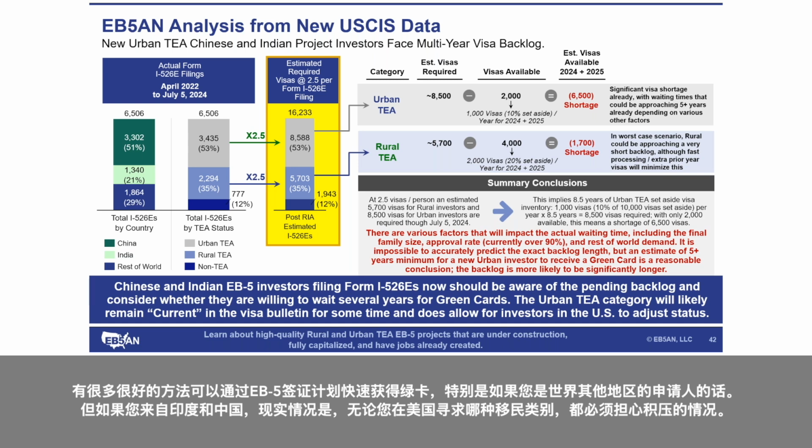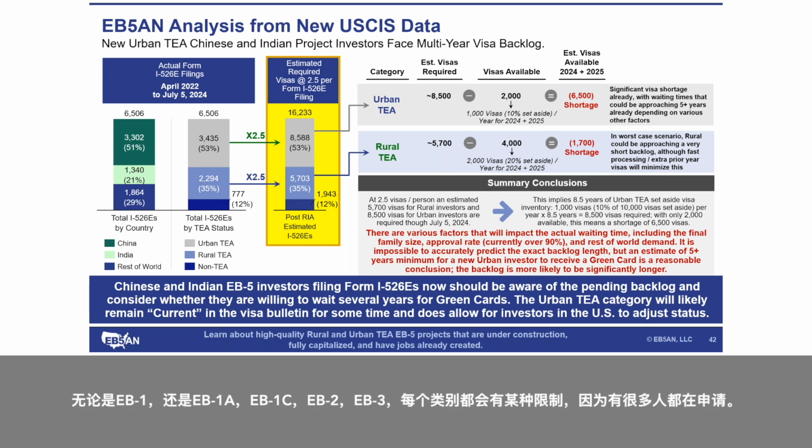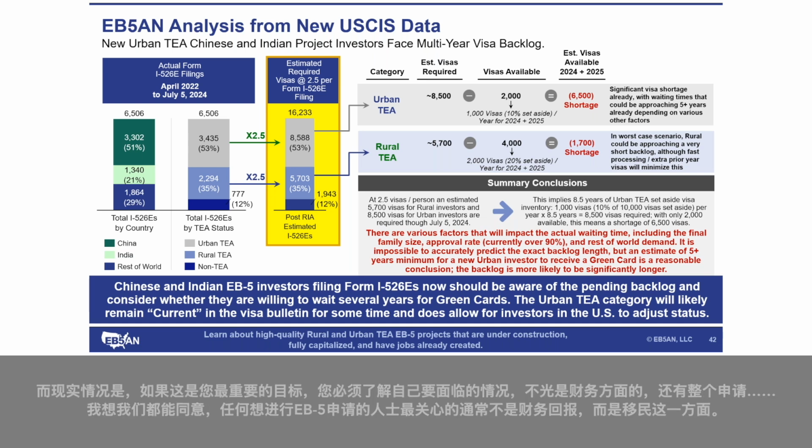There are great ways to get a green card very quickly through the EB-5 visa program, especially if you're rest of world. If you're from India and China, the reality is whatever category you look for immigration in the United States, you always have to worry about backlogs, whether it's EB-1, EB-1A, EB-1C, EB-2, EB-3. Every category is going to have some kind of restriction because there's just a lot of people who are applying alongside you.